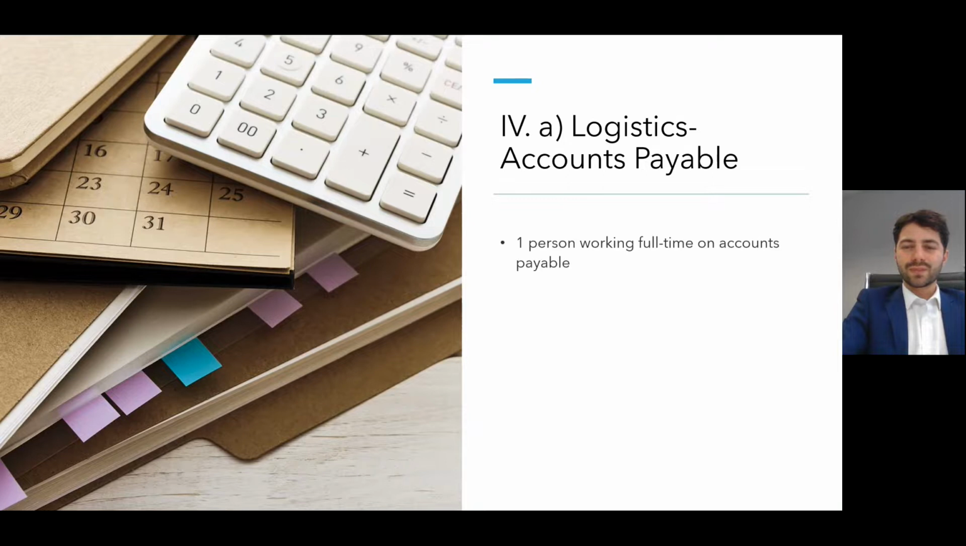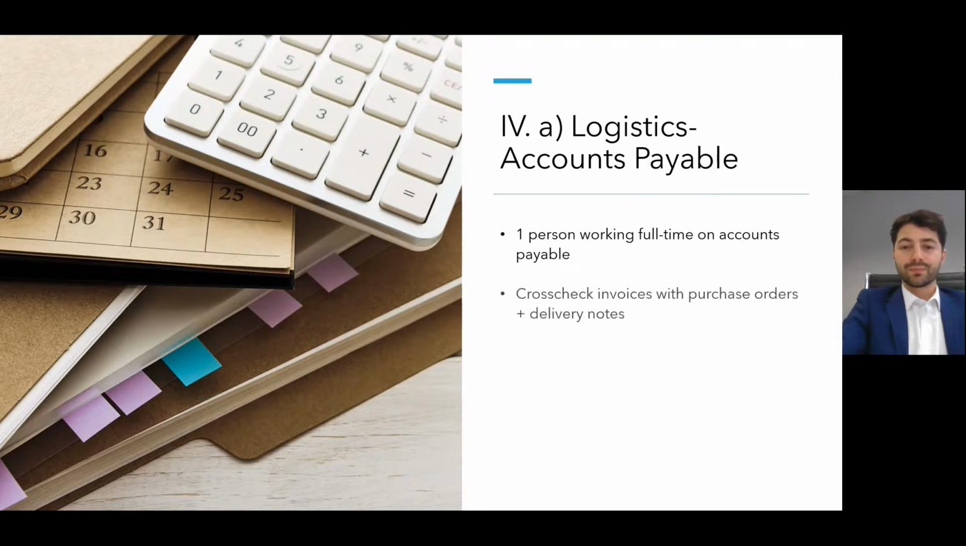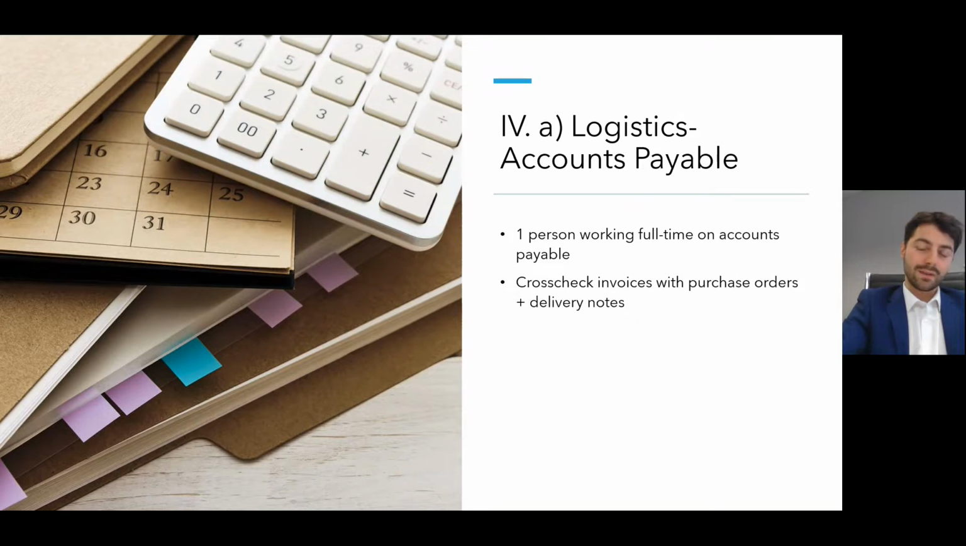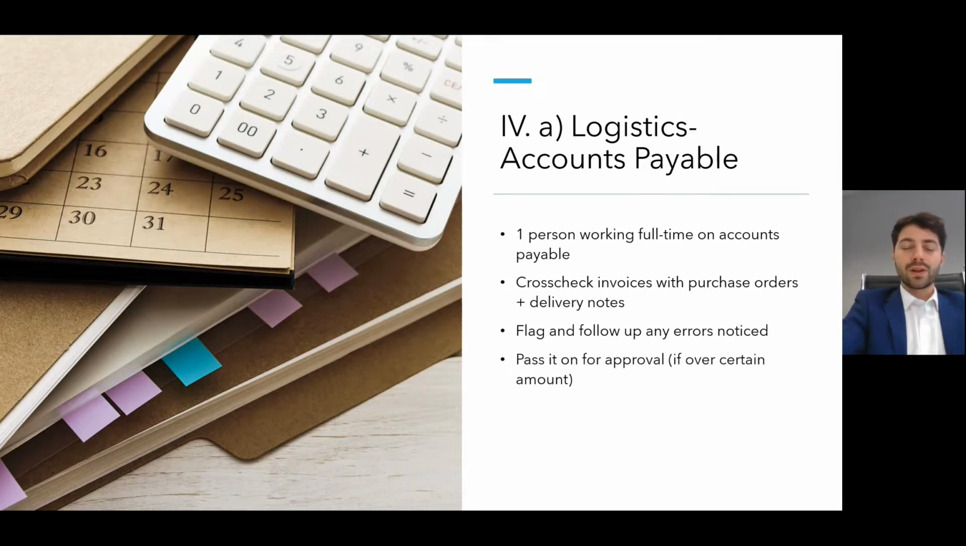Now, this was a logistics company, and they had 1 person working full-time on accounts payable. So all the invoices that came in, 1 person would have to process all of those. And they would have to cross-check the invoices with purchase orders and delivery notes. They'd have to flag and follow up any errors that they noticed, just that they noticed on paper, and then pass it on for approval if it was above a certain amount, which would then slow down the process. And then organize and store all of those documents into a filing cabinet, right?